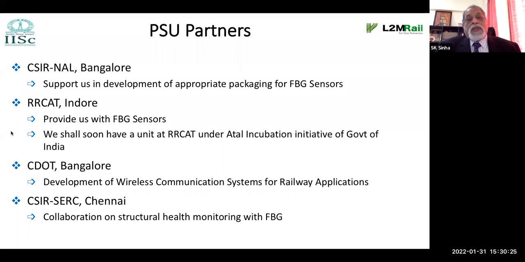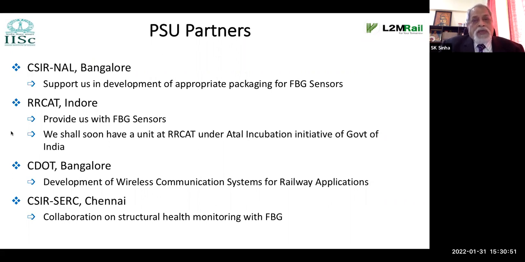Then C-DOT Bangalore is another unit with whom we now have a tie-up with an MOU, and they are providing us with wireless communication systems. Of course, anything, when it is tried for the first time, fails. So C-DOT equipment also, when we started working with it, did not work, but we gave them feedback and worked with them.